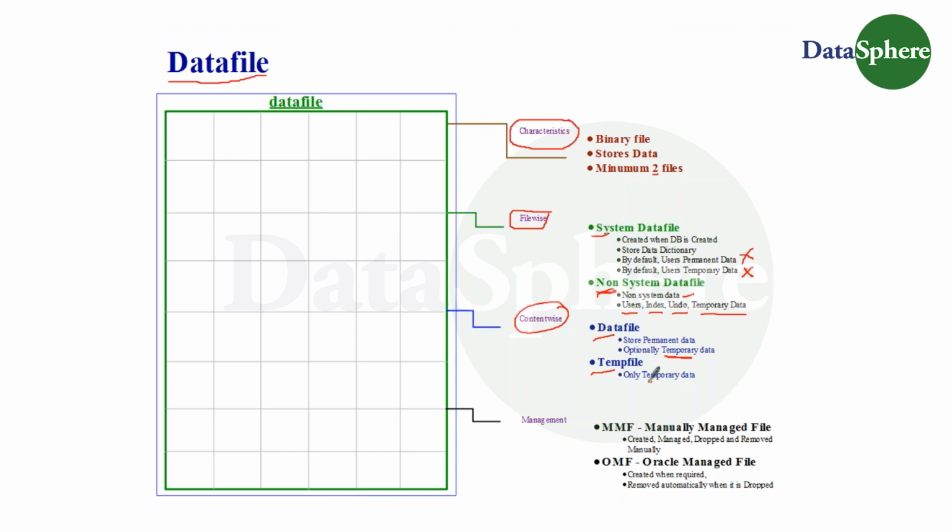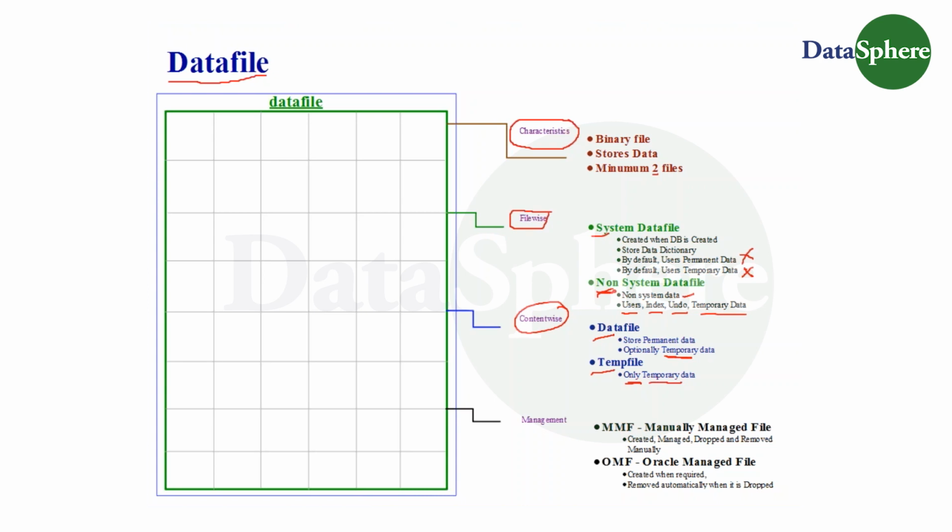Temp files are meant only for temporary data. That is an important factor here. So data files are basically for permanent data. We must ensure that they are used for permanent data, but optionally they can also be used to store temporary data, which is a concern we should take care of. A temp file is only for temporary data. We can't use it for storing permanent data at all.